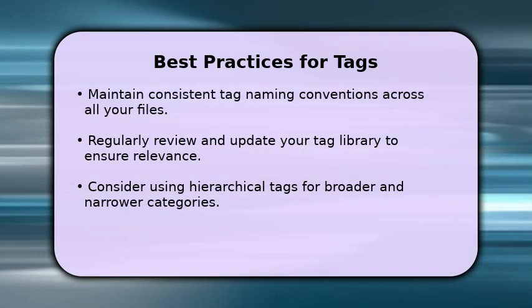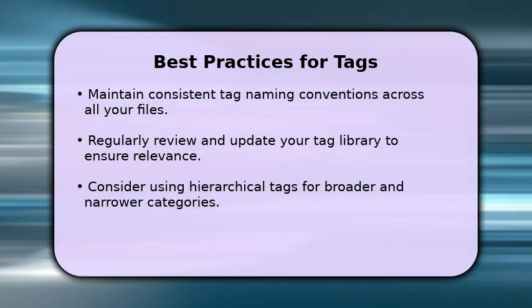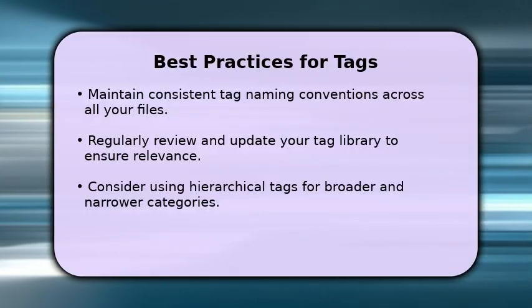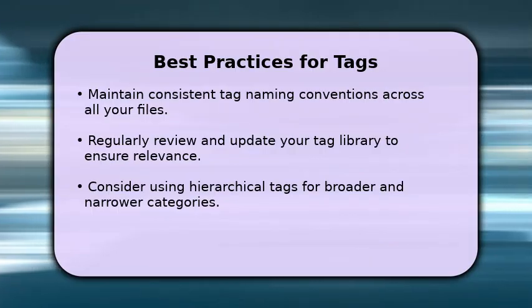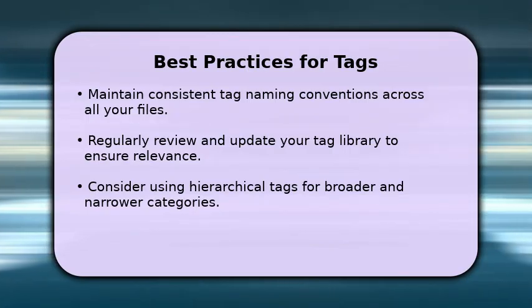To maximize efficiency, always maintain consistent tag naming conventions. For example, always use marketing instead of sometimes MKTG. Regularly review your tag library, perhaps once every 3 months, to remove outdated tags and add new ones. Also, consider implementing hierarchical tags like Project/Phase 1 to create both broad and specific categories, making your system robust and easy to navigate for years to come.